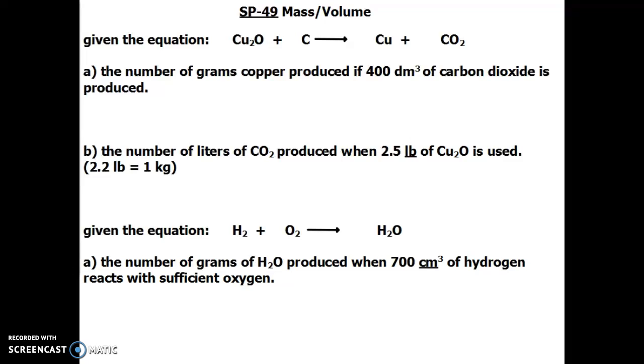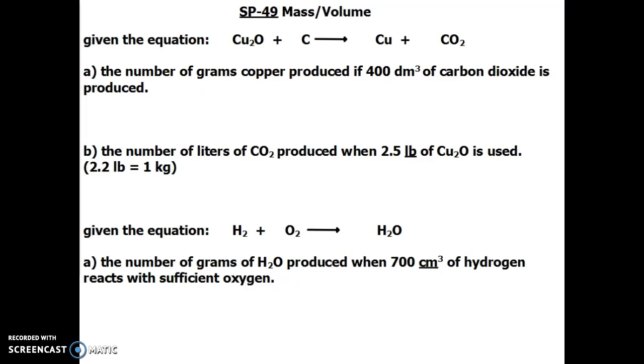Okay, today we're going to continue our stoichiometry problems, but this time we're going to add something to it. Instead of doing a mass problem, we're going to do a mass-volume problem. That means we're going to start with a mass and end with a volume, or start with a volume and end with a mass. These problems are actually easier because you do not have to come up with one of the molar masses, because for volume, you will always use 22.4.